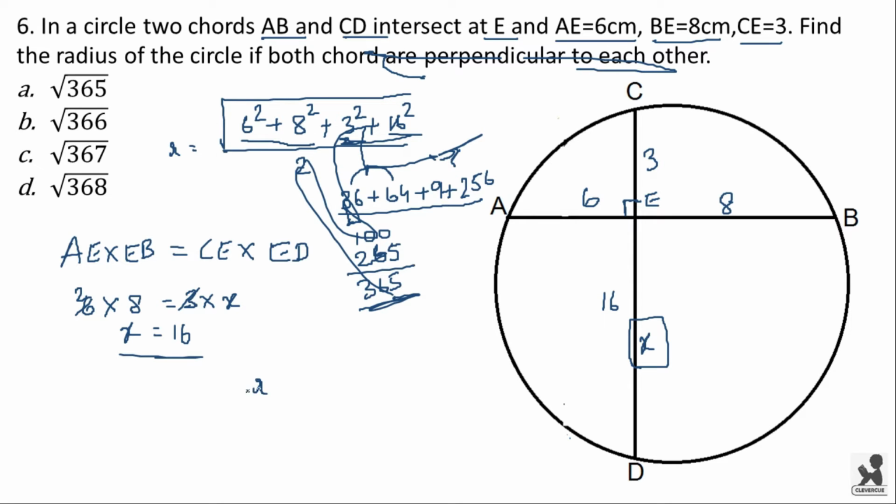So now we got R is equal to under root 365 by 2. So option A, under root 365 by 2. I did not mention this 2 over here. Under root 365 by 2 is the right answer.